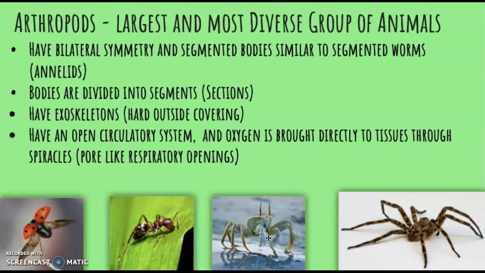They usually have bilateral symmetry. That means when you draw a line down the center of their body, the right and left side of their body will be near mirror images of each other, such as here with the spider. Each side has 4 legs and a similar shape to the abdomen.